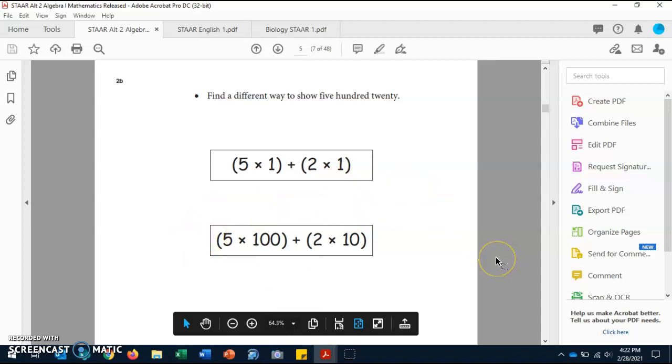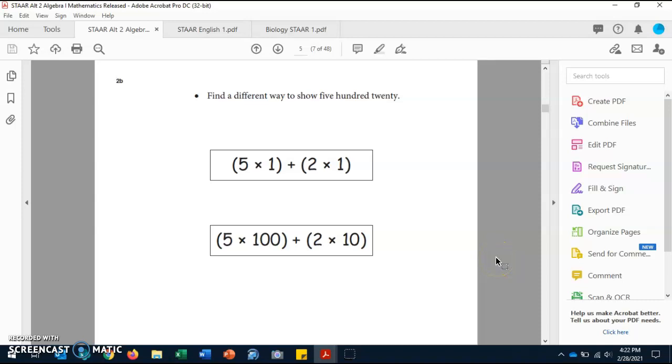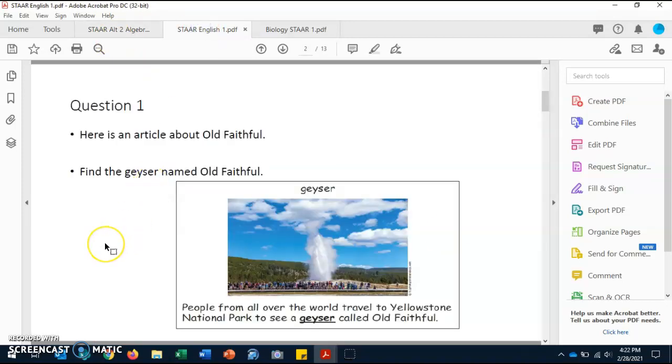Awesome job, boys and girls. So now we did our 2 questions for math. We're going to do our 2 questions for English. Remember, we are going to do 2 for each subject Monday and Tuesdays. So now for English, this is question number 1.